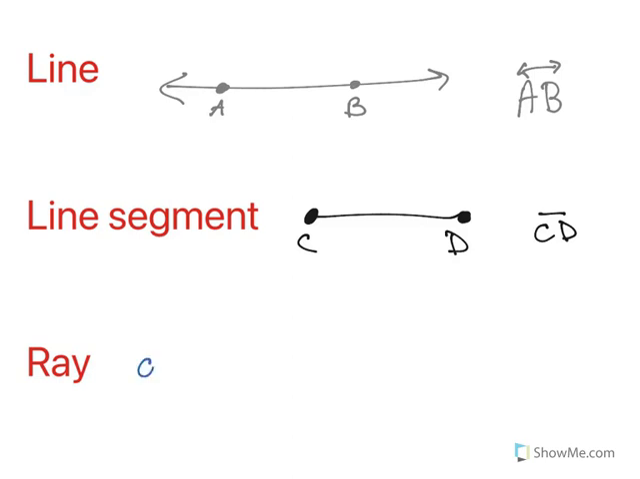Now with a ray, we have an endpoint on one side, and it goes on forever in the other. So we could say this is ray EF. For the notation, we're going to have an arrow on one side showing the direction. So it starts at E. You can see the endpoint at E and the arrow that goes through F, so it points towards F.